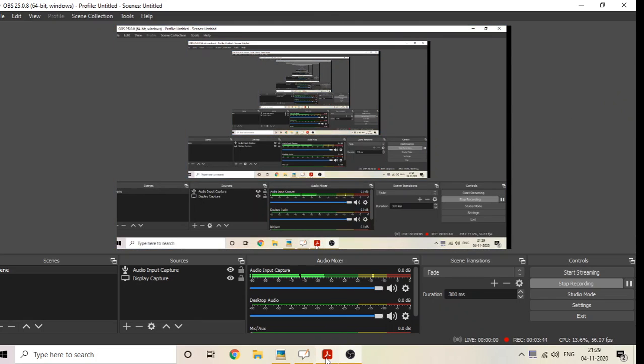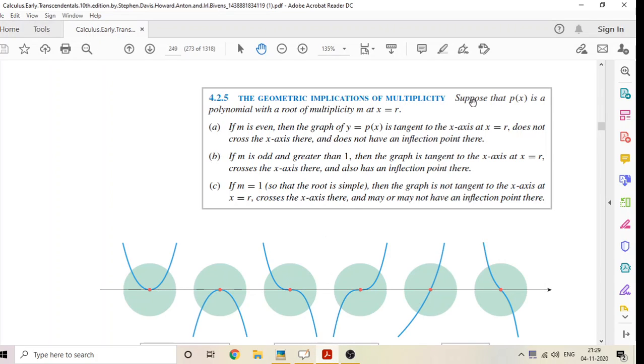So let us see the theorem. The theorem gives the geometric implications of multiplicity. You are given a polynomial p of x. Suppose that p of x is a polynomial with a root of multiplicity m at x equal to r. Now we have 3 cases: first, when m is even, then when m is odd and greater than 1, and then when m is equal to 1.